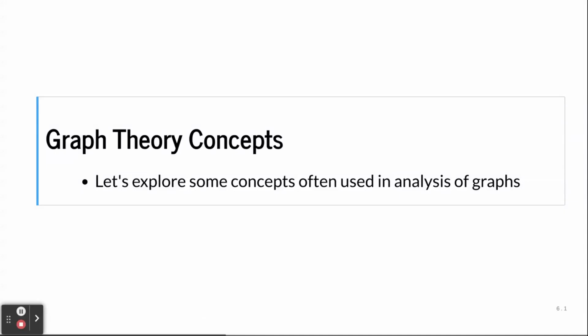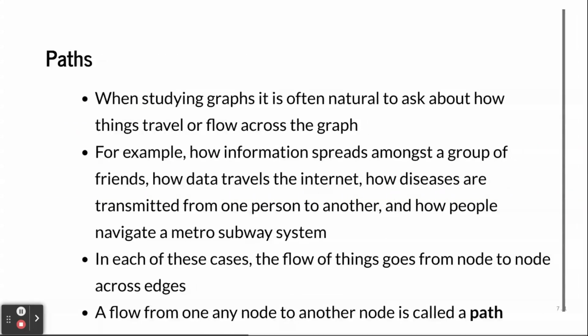We'll now turn to studying some of the concepts that are useful and come up when we're trying to analyze or gain information from a graph. Now, one very natural question that can often arise when you're presented with a graph, especially when you see the visual representation of a graph, is how you might move things from one node to another, how things might flow through or on the graph.